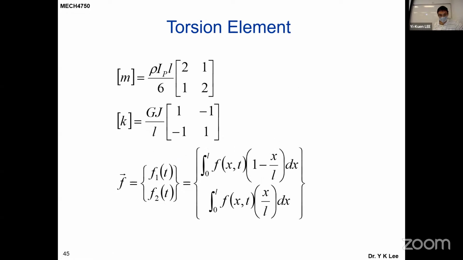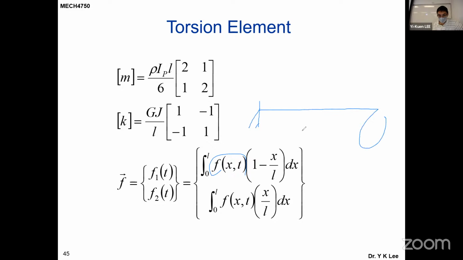And next, we can easily calculate our kinetic energy and strain energy for this kind of torsion element. And then finally, we can also define our finite element for the torsion element: our mass matrix 2x2, stiffness matrix 2x2, and also force. The force matrix here is related to what? So this is the actual loading.